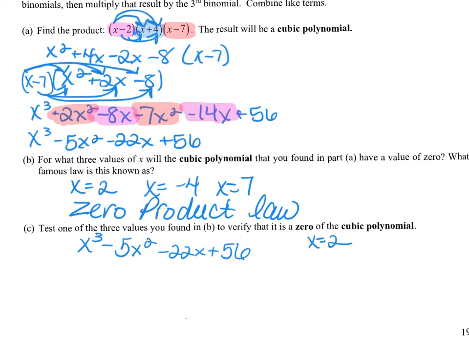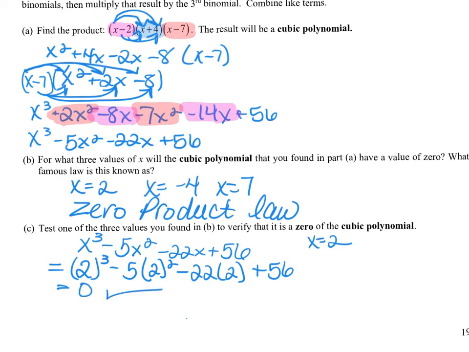So I'm going to plug in 2 cubed minus 5 times 2 squared minus 22 times 2 plus 56. From here, you can do order of operations, or you could plug it into your calculator. I promise you that if you plug it in correctly, you should get 0, so you're testing it, and that is correct.